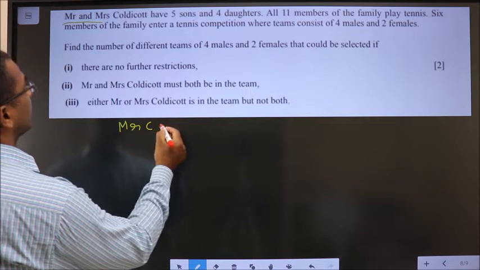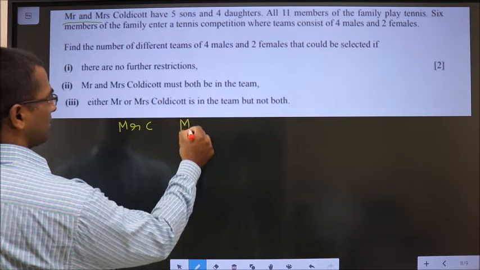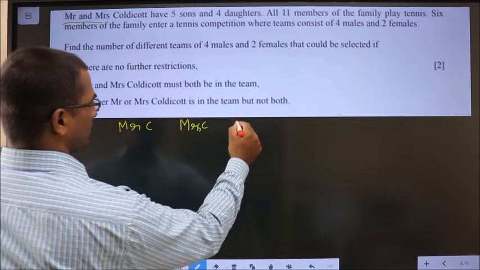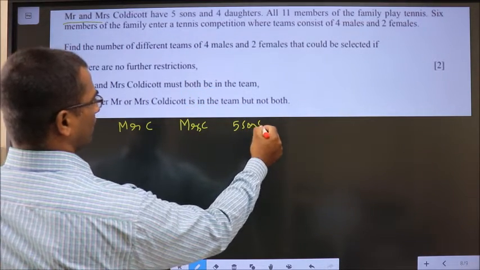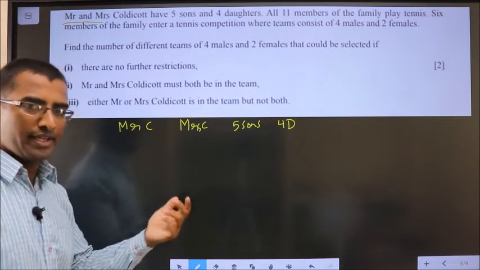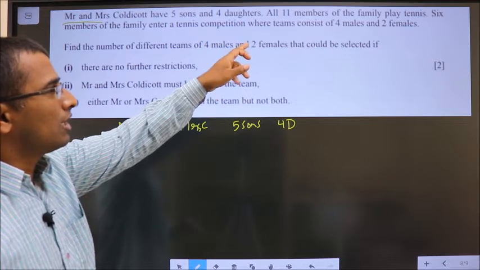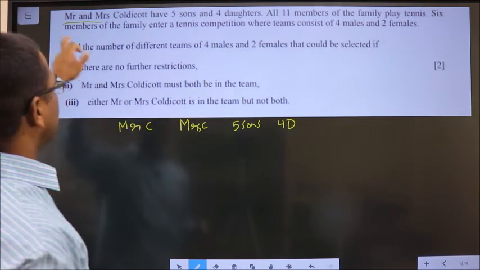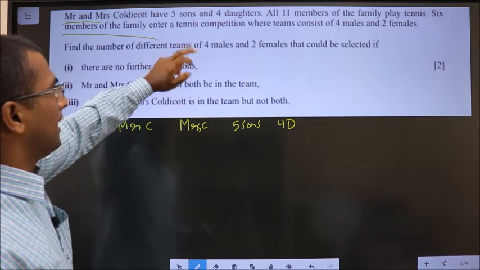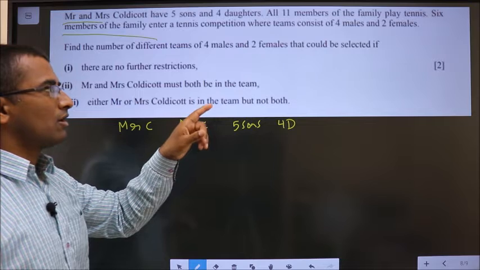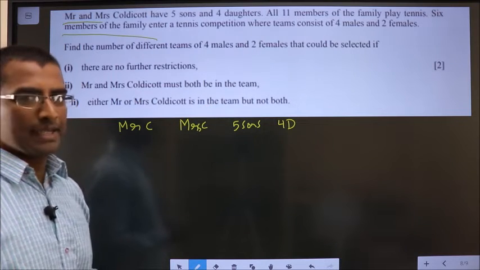Mr. C and Miss C have 5 sons and 4 daughters. Clear? Let's continue. All 11 members of the family play tennis. 6 members of the family enter a tennis competition where the team consists of 4 males and 2 females.